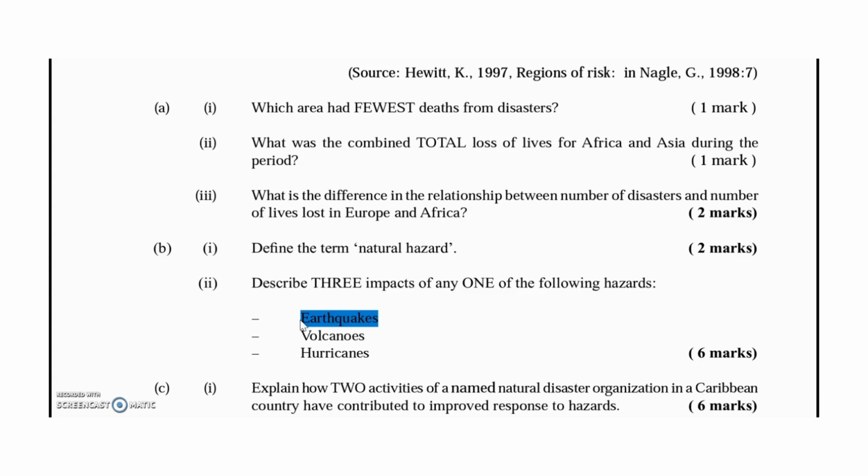Now, I always want to highlight something very quickly. For earthquakes, volcanoes, and hurricanes, there can in fact be loss of lives, both humans and animals, in all three of them.